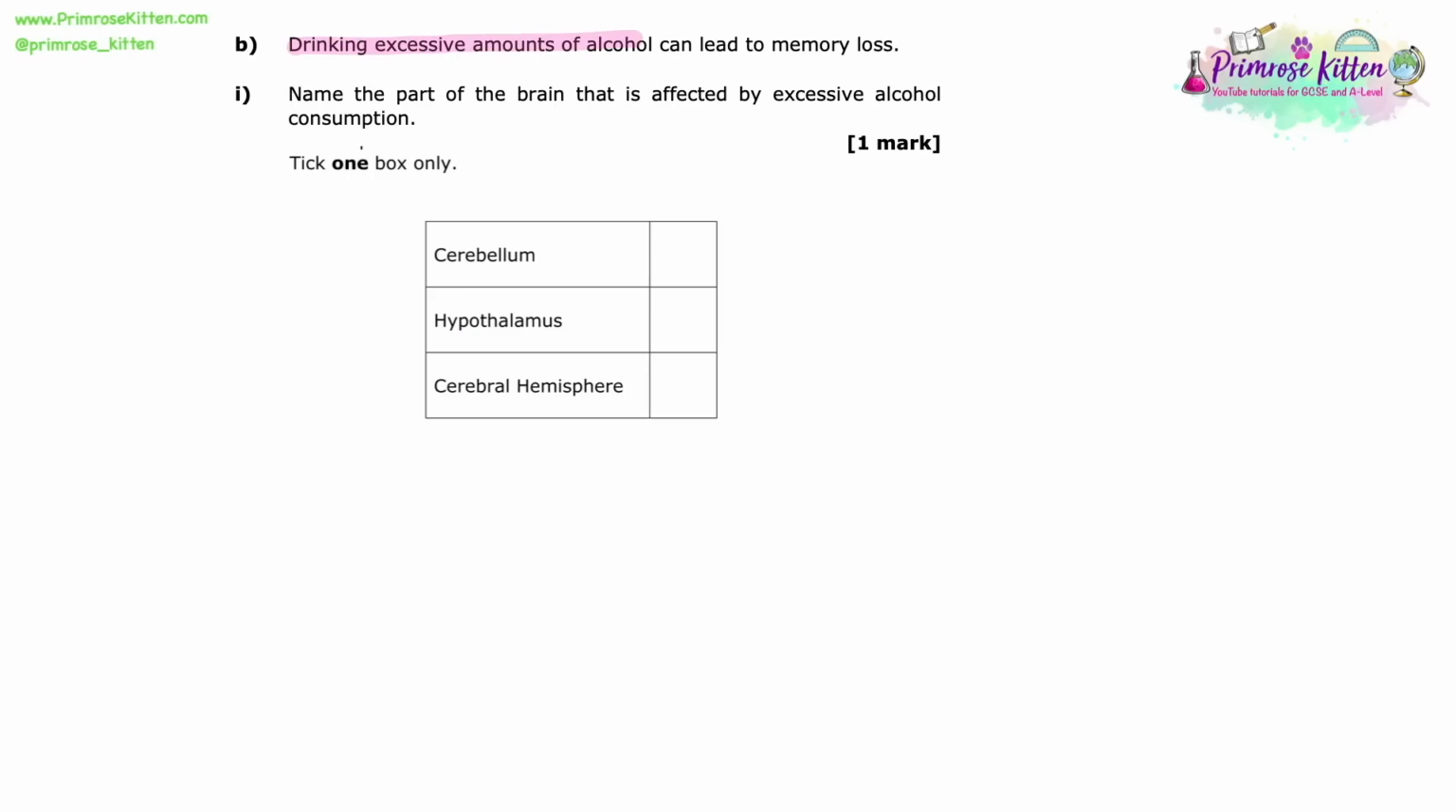Drinking excessive amounts of alcohol can lead to memory loss. Name the part of the brain that is affected by excessive alcohol consumption. Okay, so it's given us a clue in the question stem that large amounts of alcohol lead to memory loss. So this first part is really just a backwards way of asking you which part of the brain is associated with memory.